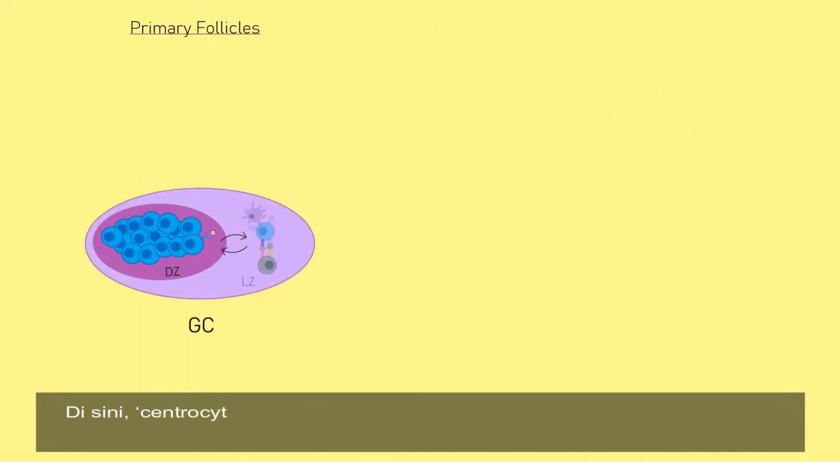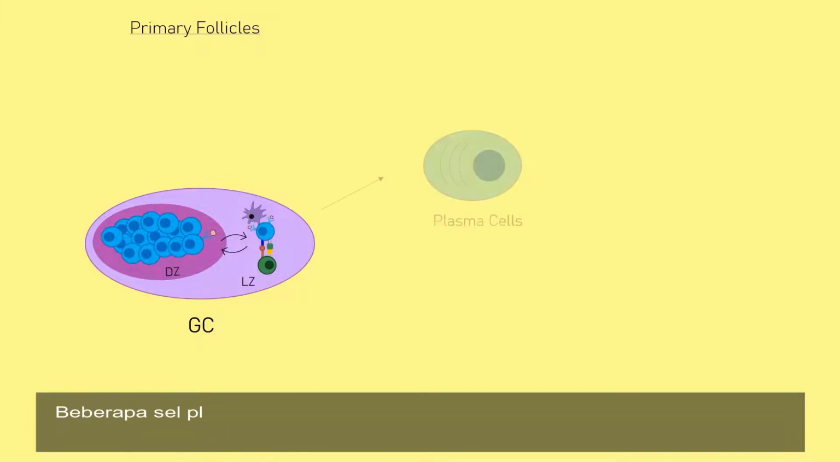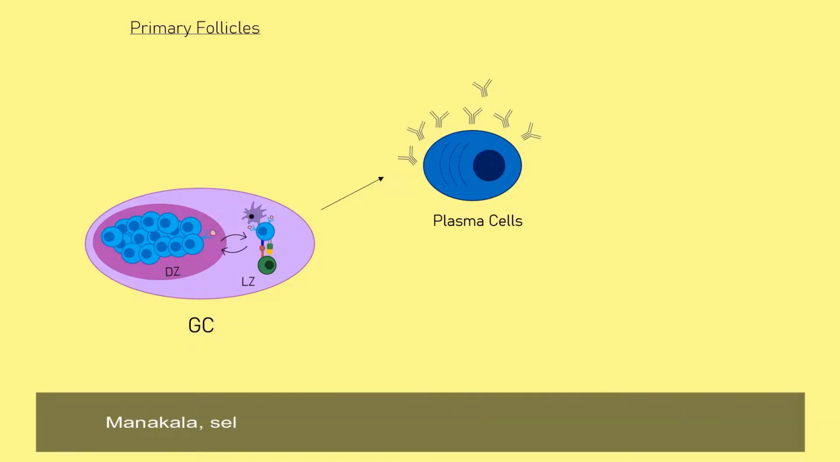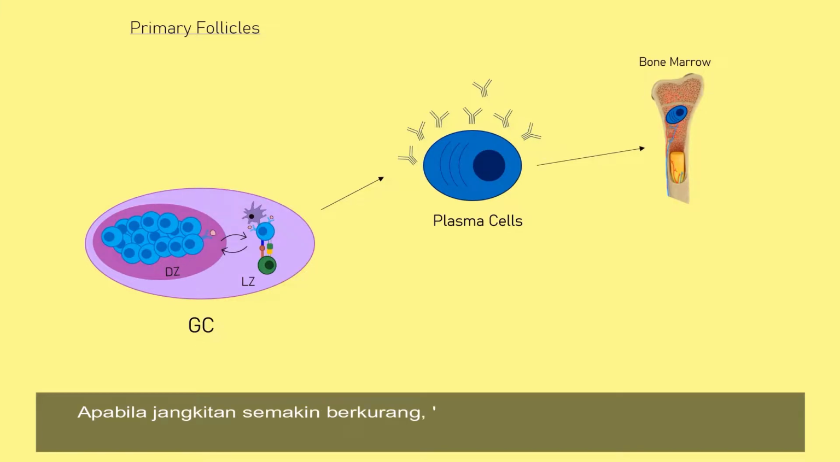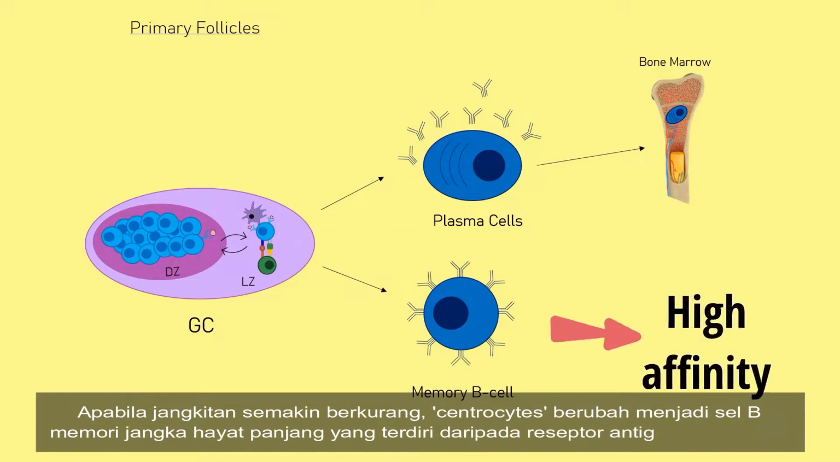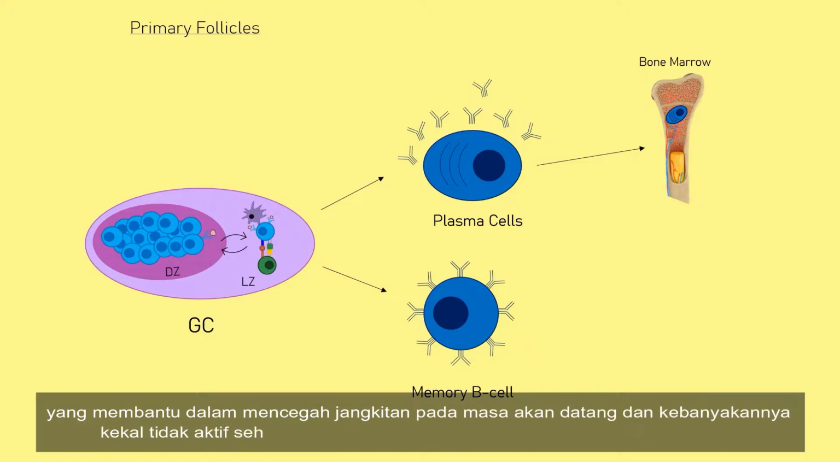In here, centrocytes which have highest affinity antigen receptors will be chosen during the affinity maturation process. Some of the plasma cells derived from the centroblast differentiation will remain and create antibodies in the lymph node. Meanwhile, other plasma cells will migrate to the bone marrow. As the infection fades, the centrocytes transform into long-lived memory B cells consisting of high-affinity antigen receptors which can help in preventing future infection and remain mostly dormant until re-exposed by an upcoming confrontation with the same antigen.